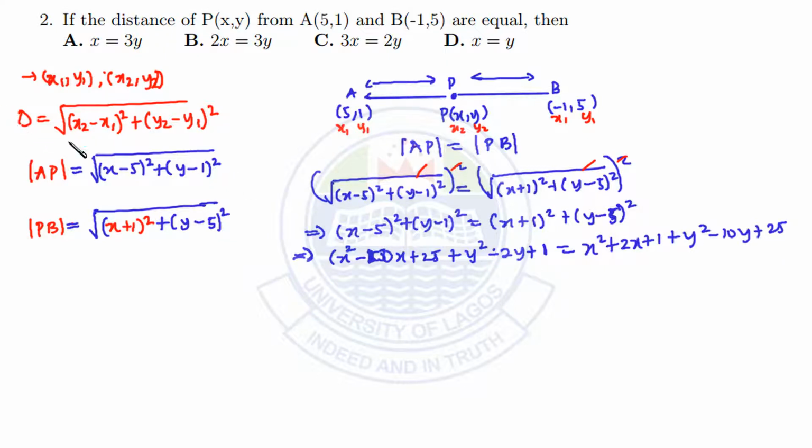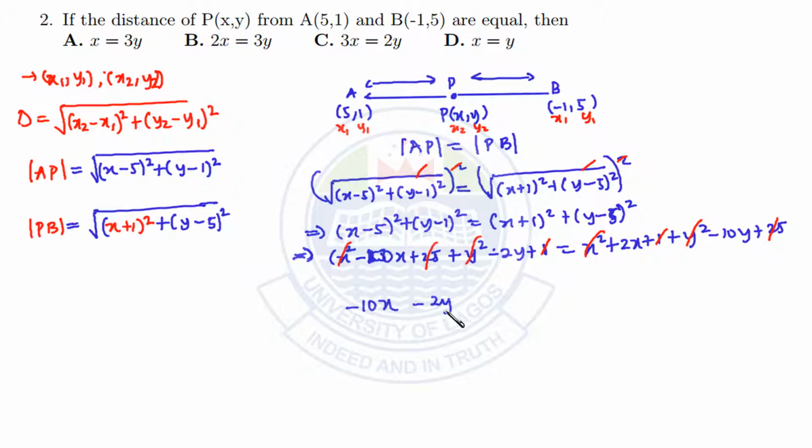Now you notice that here I have x square, I also have positive x square here, so this one is going. Another thing is that I have minus 10x here, I don't need to cancel that one. I have 25 here, so 25 here is also going. And here I have y square and I also have y square, so this one is also going. Then I'm left with minus 10x minus 2y. Also notice that I have 1 on both sides, so 1 is going to cancel 1 here.